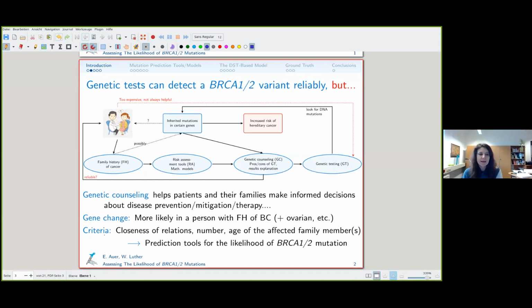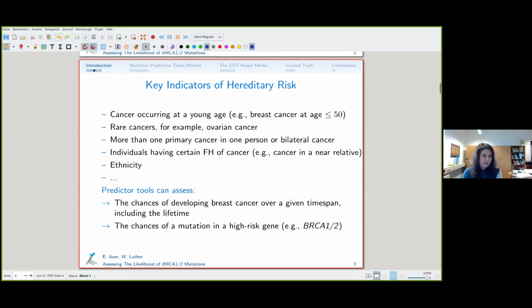What are the criteria that the doctors use in the family history to decide about your risk? For example, closeness of relations to the persons having a cancer diagnosis, their number, and the age of the affected family members. Those are the criteria that prediction tools base their decisions on. So, what are the key indicators of a hereditary risk? First, for you personally, this would be cancer occurring at young age, rare cancers, more than one primary cancer or bilateral cancer. And actually all the same things also in your family history, for example, for near relatives.